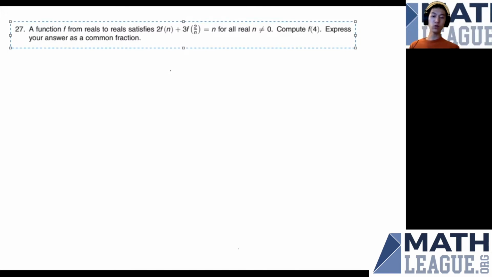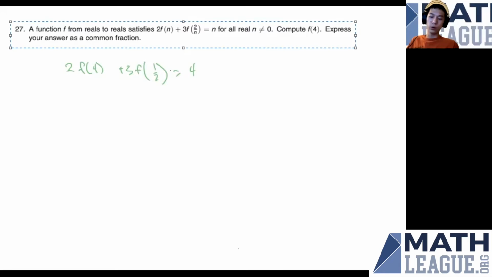So we want to compute f of 4, right? So let's just do that. What if n equals 4? Then we have 2f of 4 plus 3f of 2 over 4, which is 1/2, is equal to 4. If we know what f of 1/2 is, then we can find what f of 4 is. If we said f of 1/2 was 3, then we could say that's 3 times 3, subtract that over, solve for f of 4, and you have your answer.